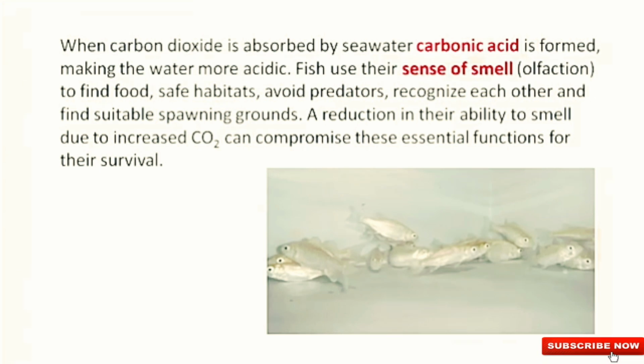If you look at this image, it shows you fish in water. And what happens when carbon dioxide dissolves in water is that we get carbonic acid. And fish make use of their olfactory sense to gather information about the surroundings. And when I say surroundings, it means to find food for themselves, a safe habitat, to avoid predators, to recognize each other and find suitable spawning grounds. And the increased levels of carbon dioxide in the water that gives carbonic acid actually affects or reduces the ability of the fish to sense smell, and therefore it becomes very difficult for them to sustain.